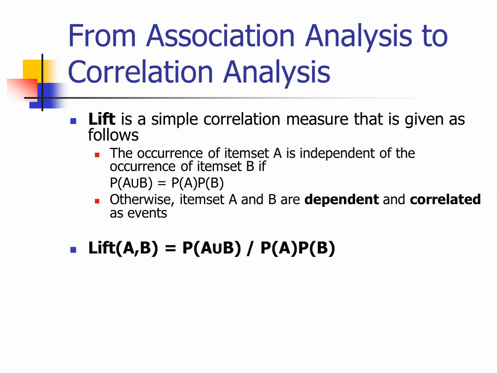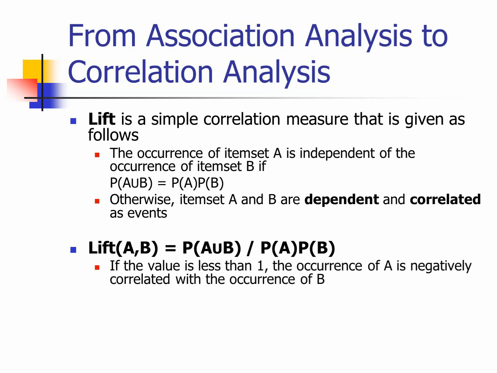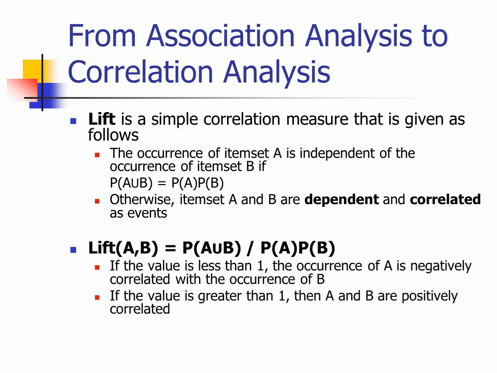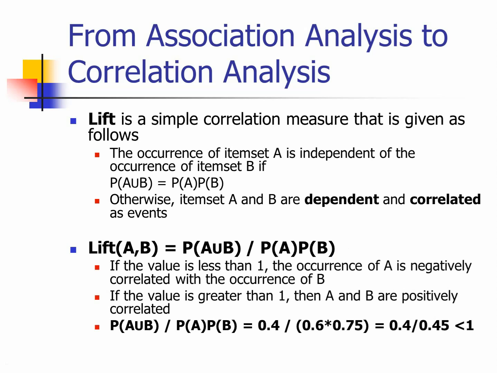So the lift of A and B equals P(A union B) divided by P(A) multiplied by P(B), and that is how we will be able to calculate the lift, adding an extra layer on top of our association rules. So if the value is less than 1, the occurrence of A is negatively correlated with the occurrence of B. On the other side, if it is greater than 1, then A and B are positively correlated. So that's something we want to see.